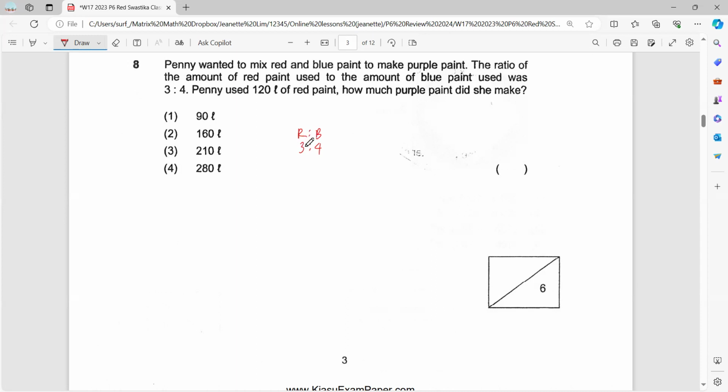So 3 units is 120 liters. 1 unit, divided by 3, we get 40 liters. Next, how much purple paint did she make? Okay, so the purple paint will be made up of red and blue. So you're going to mix all of them up, and a total of 7 units will be the purple paint. So 7 times 40. 280 liters is the answer, so option 4.